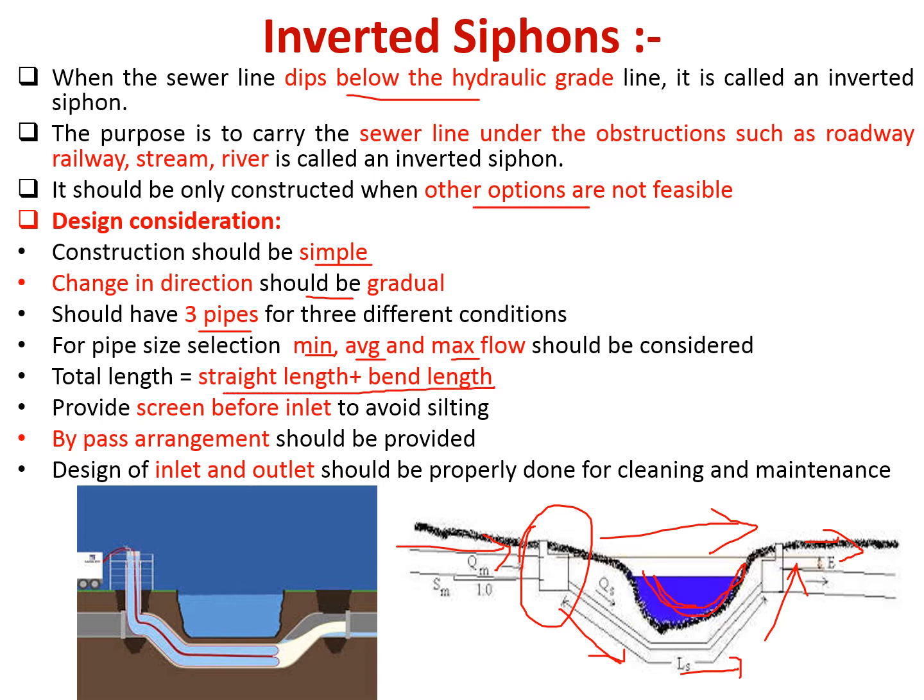and generally the total length is considered as straight length. So this straight length plus bend length on both the sides, and this is provided with the screen before the inlet, because if you don't provide the screen at the inlet, then there are always chances of silting at the bottom, because again it has to go in the upward direction. If proper velocity is not maintained, then silting will be a problem. It should also be provided with a bypass arrangement, and the design of inlet and outlet should be properly done for cleaning and maintenance purposes, because otherwise maximum silting would take place at the bottom of the inverted siphon.